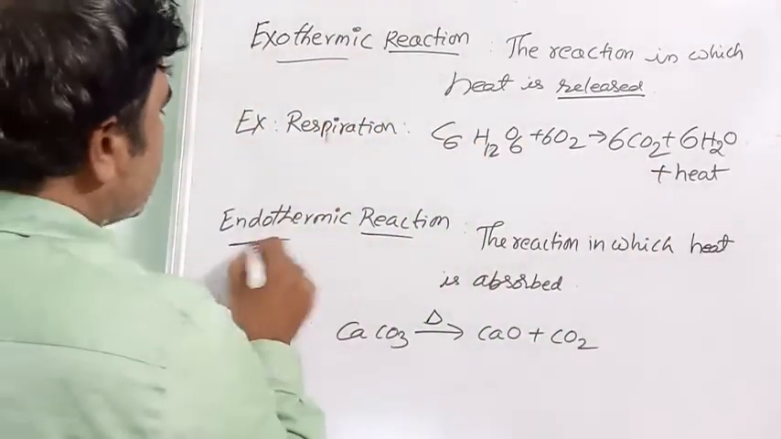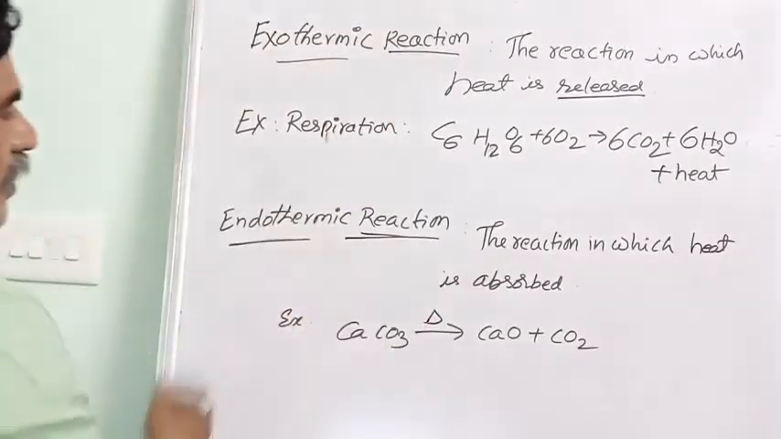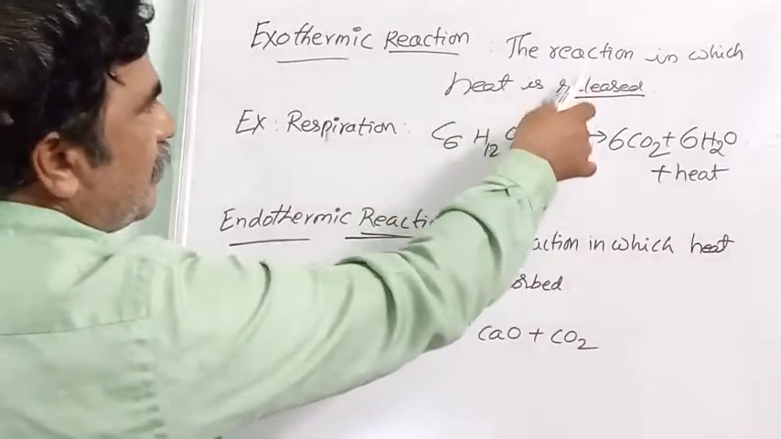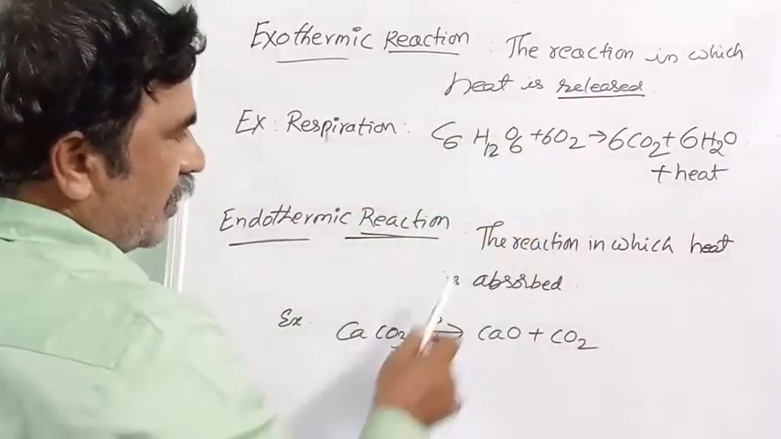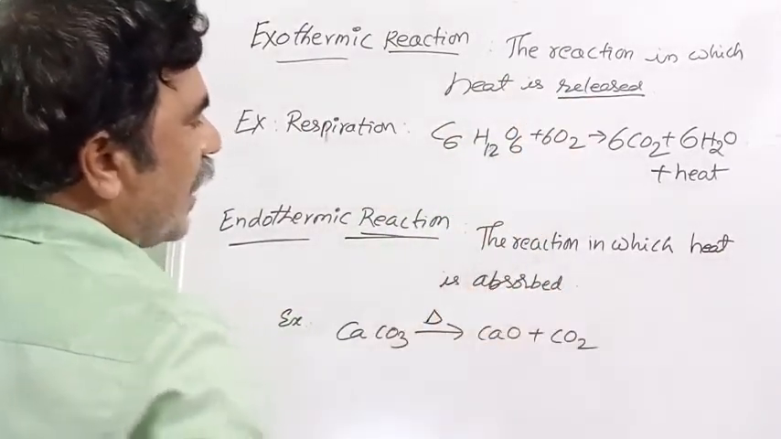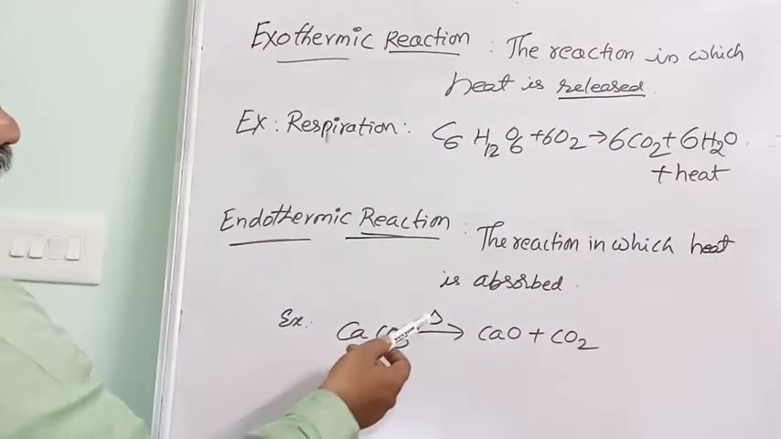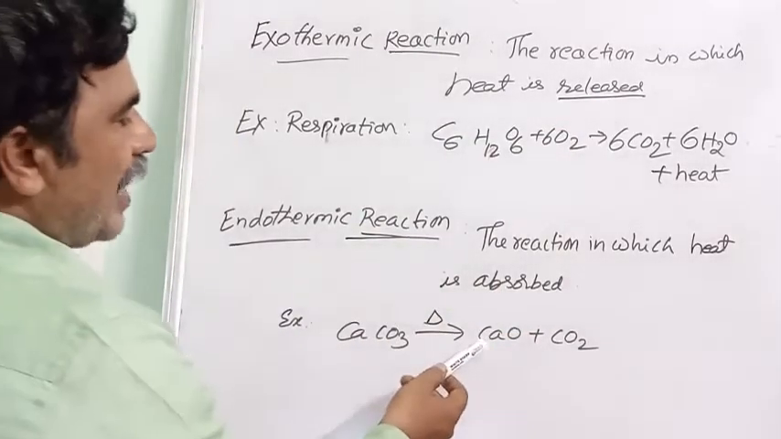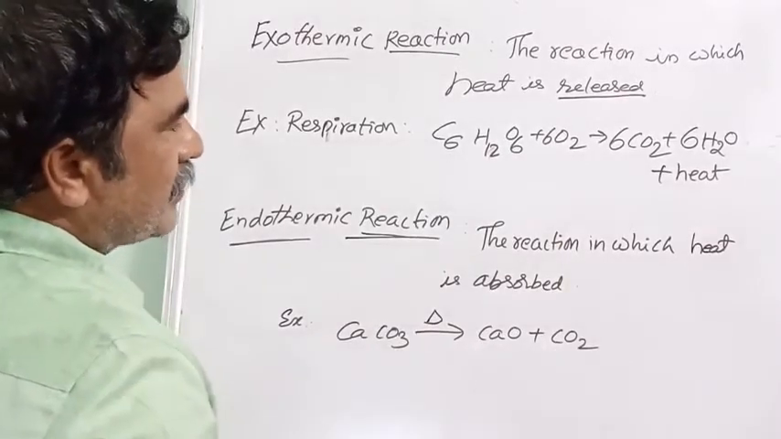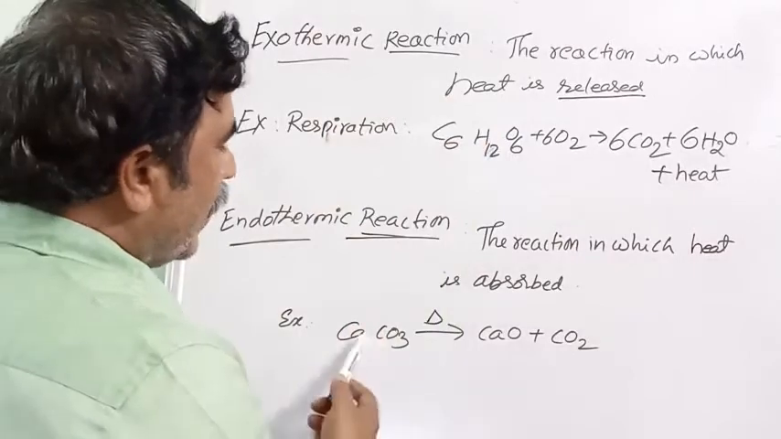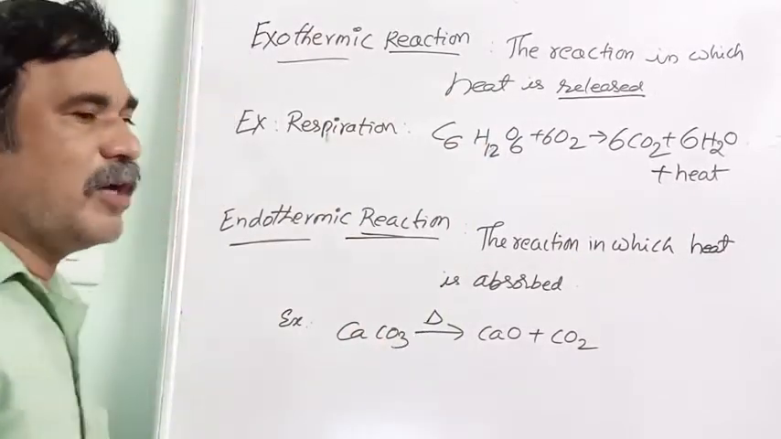Next reaction is endothermic reaction. It is just the opposite of exothermic. In exothermic, heat is released. In endothermic, heat is absorbed. Example, calcium carbonate absorbs heat and gives calcium oxide plus carbon dioxide. In the exothermic case, heat is released. In the endothermic case, heat is absorbed.